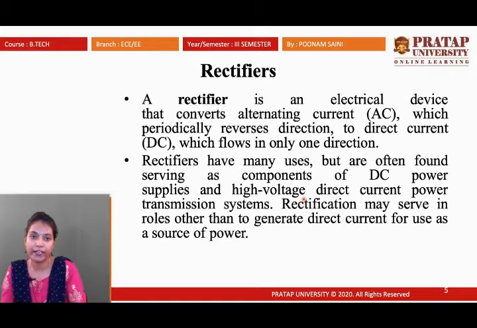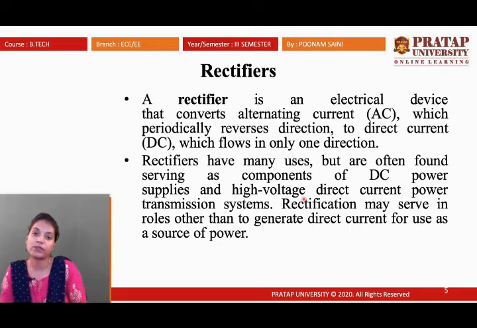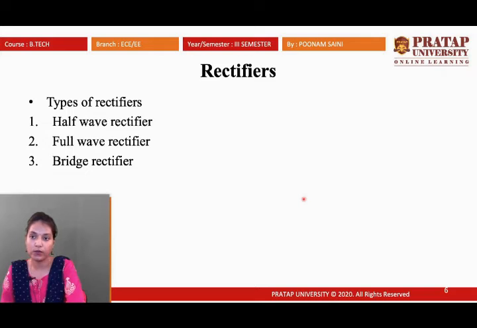A rectifier is an electrical device that converts AC current, which periodically reverses direction, to direct current, which flows in only one direction. Rectifiers have many uses but are often found serving as a component of DC power supplies and high voltage direct current power transmission systems. So this is basically used in power supplies. The types of rectifiers are the half-wave rectifier, full-wave rectifier and bridge rectifier.